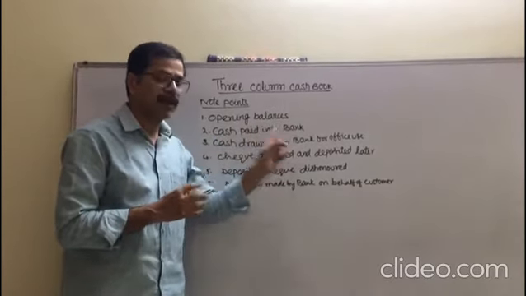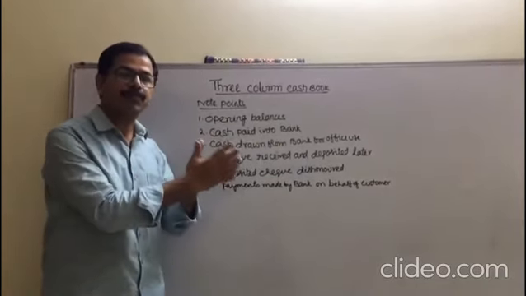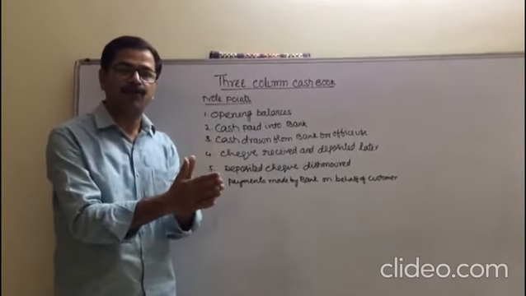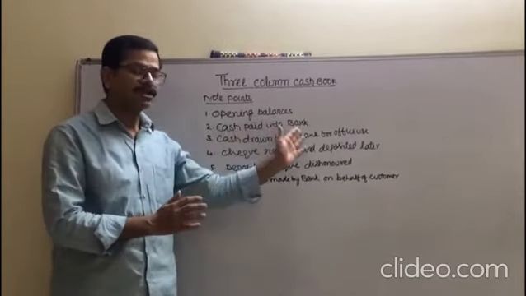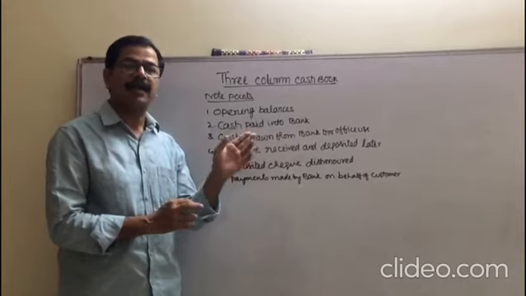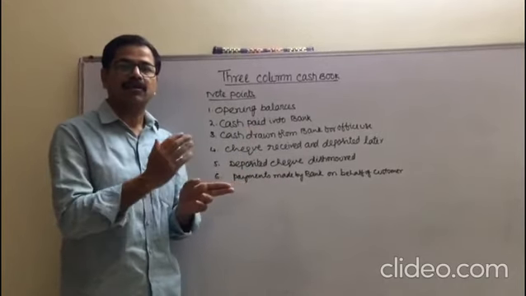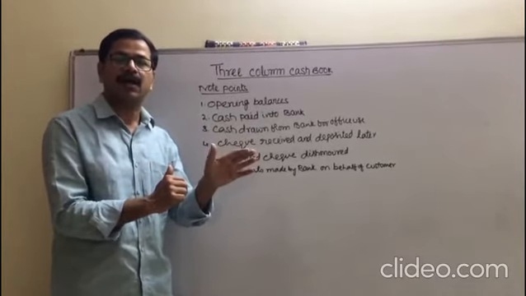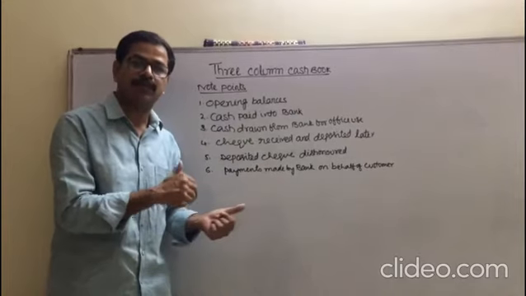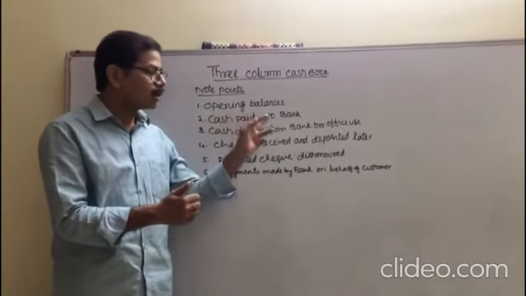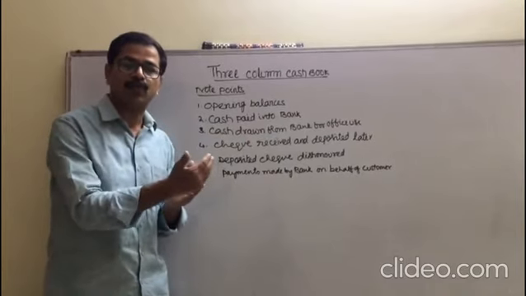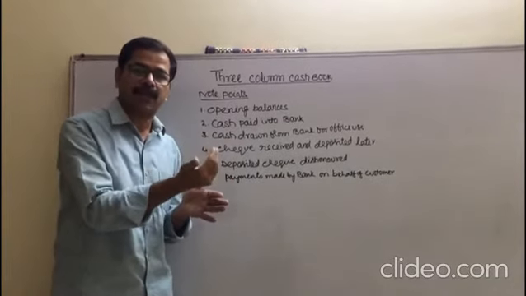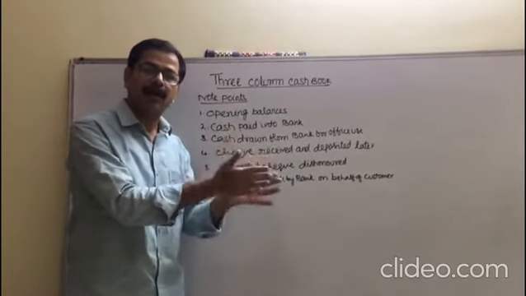Then next is cash paid into bank. When cash is paid into bank, first we should take a normal journal entry, and if you do the posting according to that, you will not make any mistake. When cash is paid into bank, bank is a personal account and cash is a real account. The rule of a personal account is debit the receiver, credit the giver, and the rule of a real account is debit what comes in, credit what goes out. So when cash is paid into bank, bank is the receiver, so the bank account is debited, and cash is going out of the business, so the cash account is credited. So the entry will be bank account debit to cash.